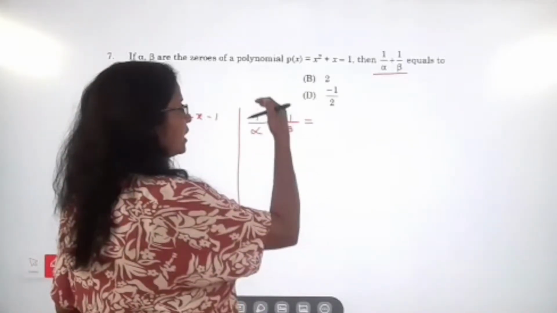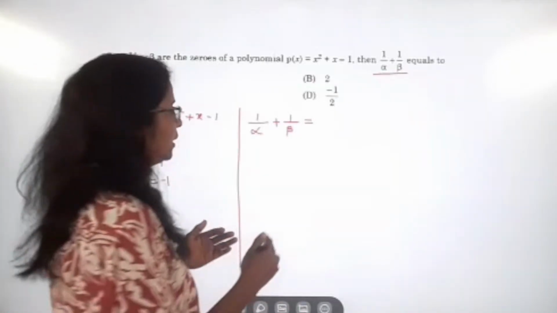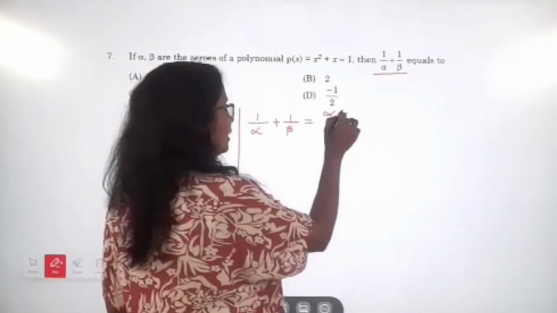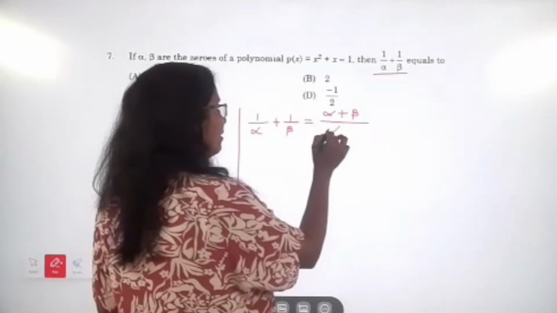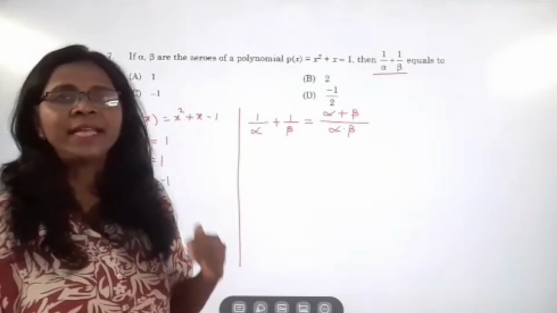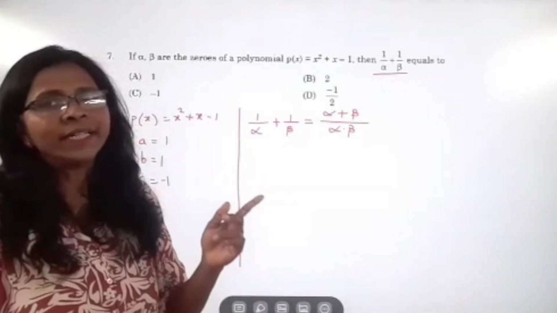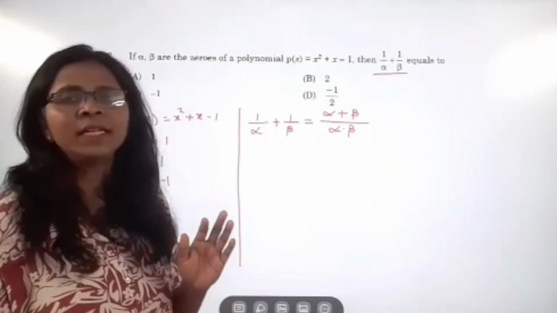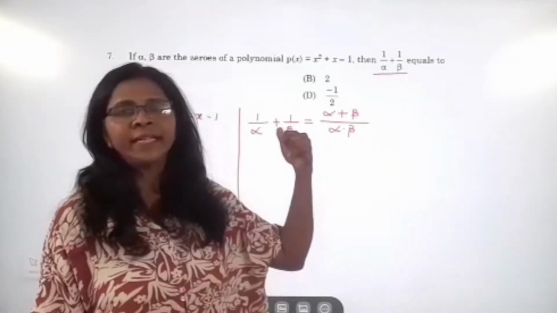After simplifying this, that means cross multiplying, we get alpha plus beta divided by alpha into beta. The upper side, the numerator, is the sum of the roots of the quadratic equation. We consider that alpha and beta are the roots of the given quadratic equation.